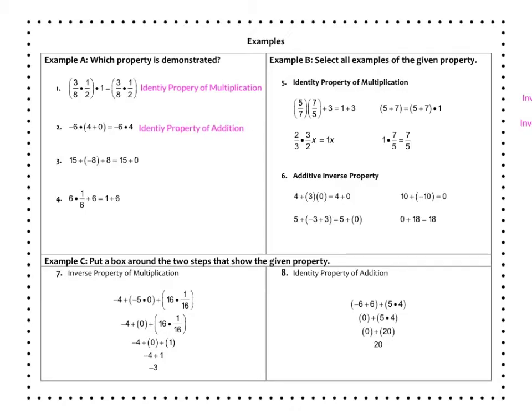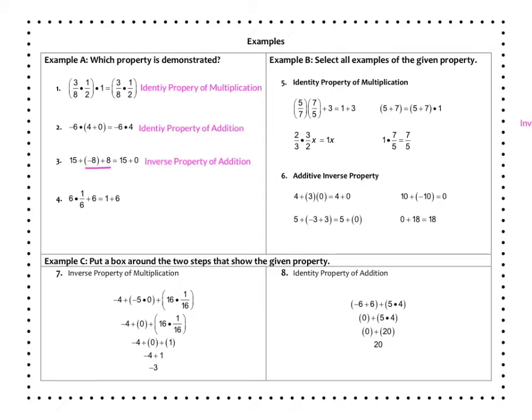Number 3 says 15 plus negative 8 plus 8 is going to equal 15 plus 0. So what happened? The negative 8 and the positive 8 canceled out to give me 0. So when I have two things that cancel out to give me 0, I know that's talking about the inverse property. And since I was adding, I know I have the inverse property of addition, or the additive inverse property. You can say either one, both are correct.